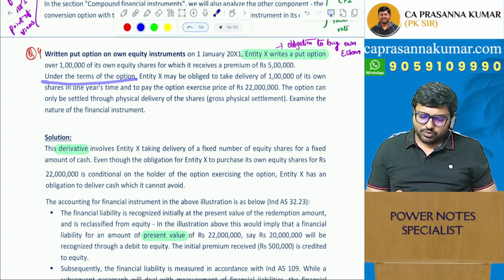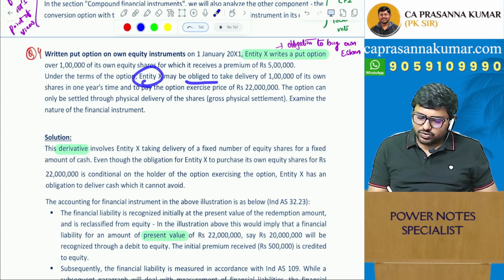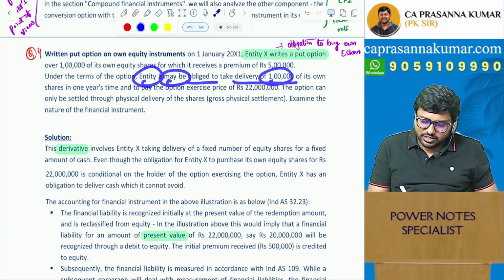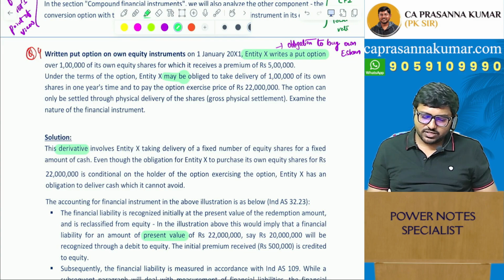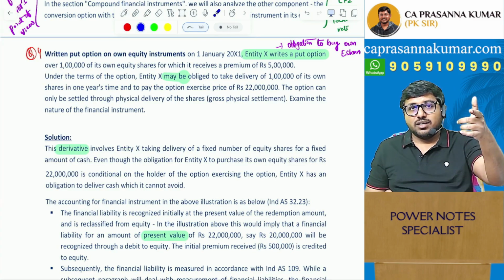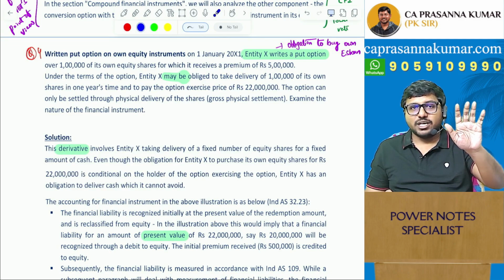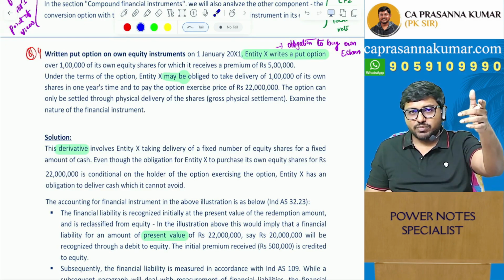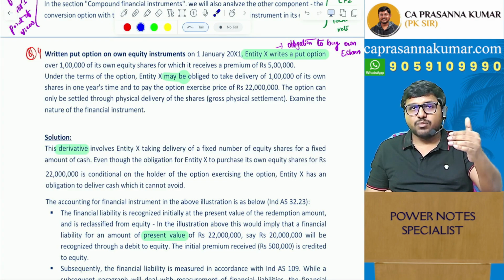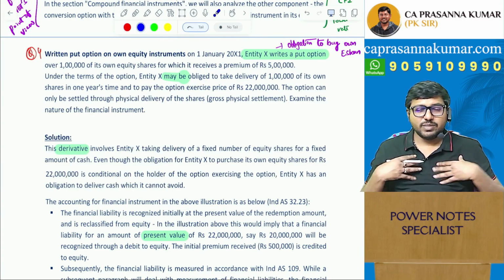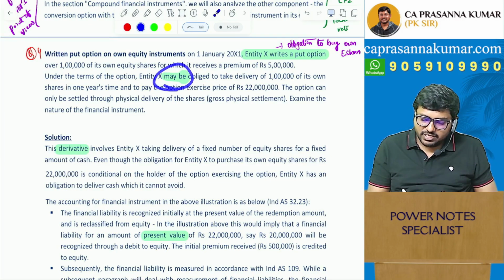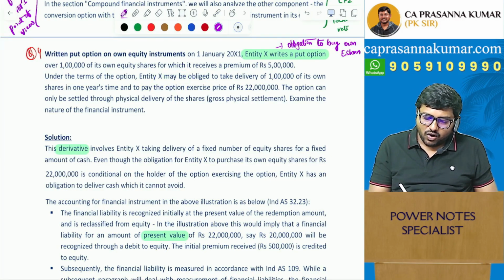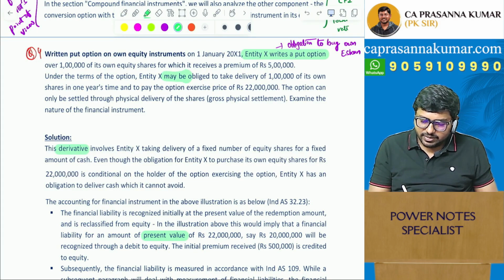Under the terms of the option, entity X may be obliged to take delivery of 1 lakh of its own shares. Why is the word may be used? Because the other guy has got the right to sell. He does not have an obligation to sell. If he is benefited, he will exercise the option. In that case, it becomes an obligation for me. If he does not exercise, then I need not buy. You understand the point? That is the reason the word may be is used, because I may or may not be obligated to buy. Clear? It depends upon the other party.